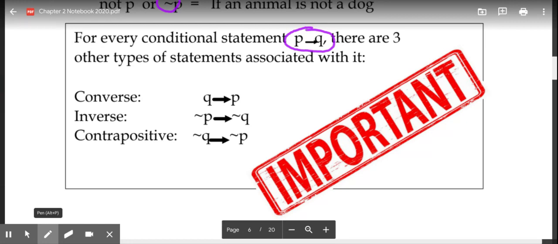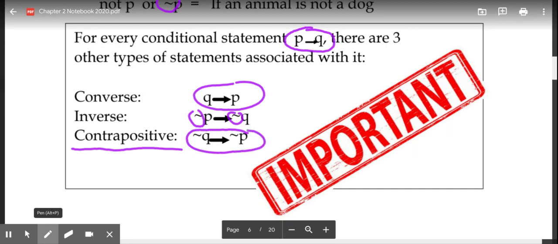Now the third one, which is new to you, is called inverse. How do you form inverse? I don't know if you noticed, inverse, you have this little symbol and this little symbol. And what does that mean? Negation. So to form inverse, you negate the conditional statement. So you put not and not. And the last one is called contrapositive. Please compare contrapositive and converse. They're very similar. The only difference is when you form a contrapositive, you actually negate the converse.